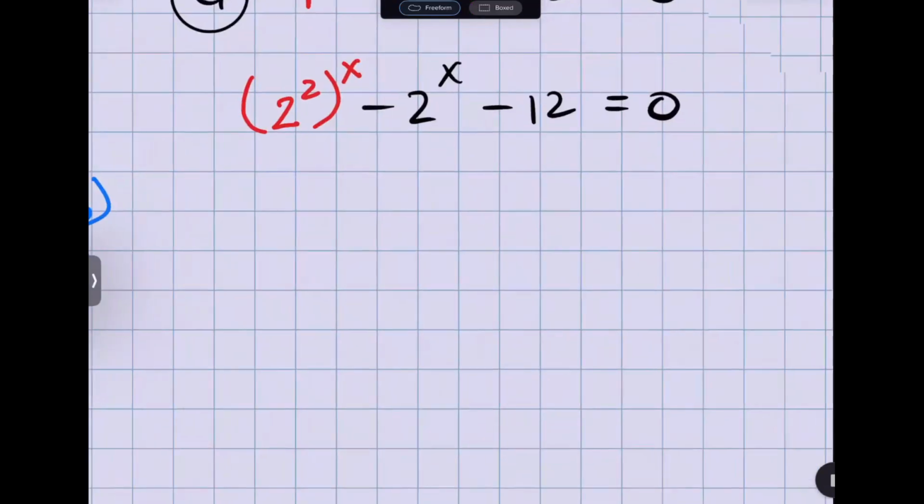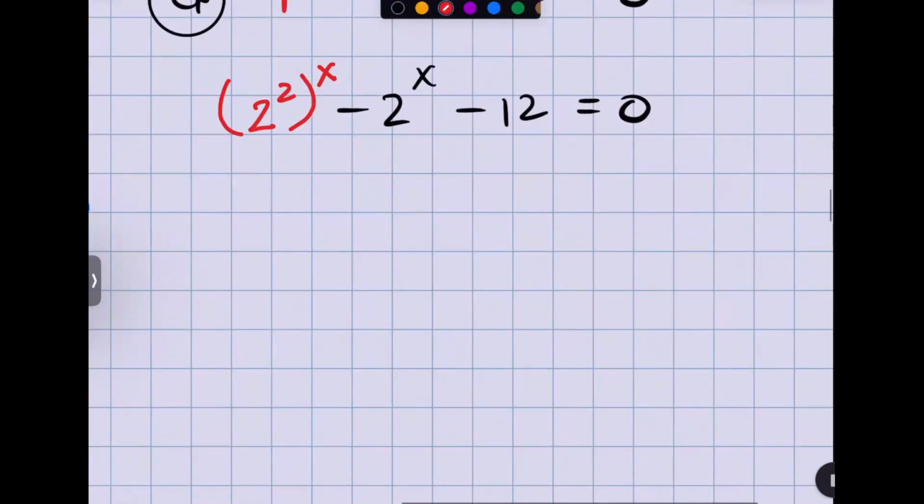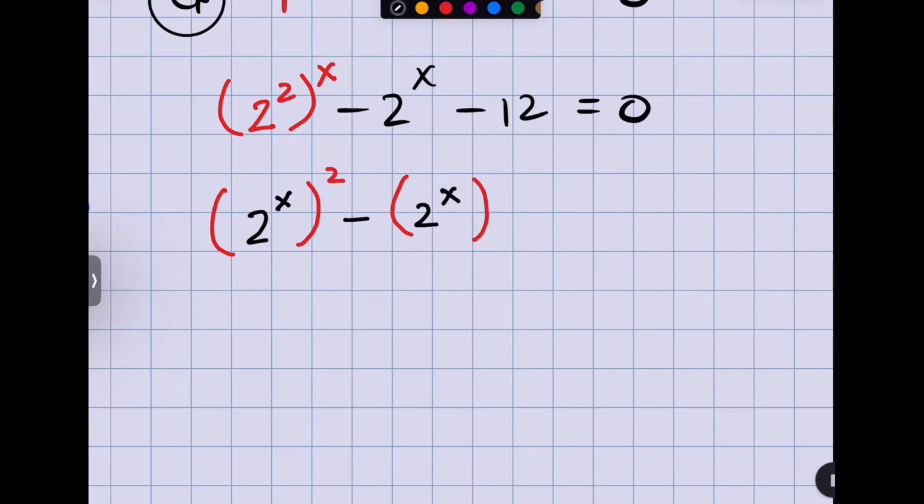You can then move 12 like that. No. No? Check this out. Doesn't that look like a quadratic?